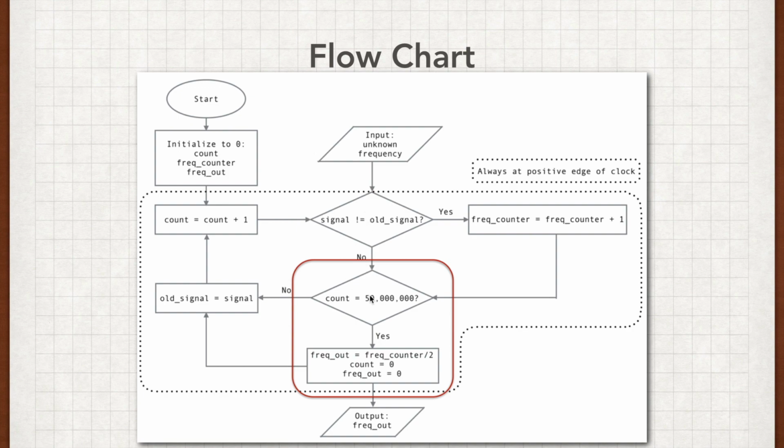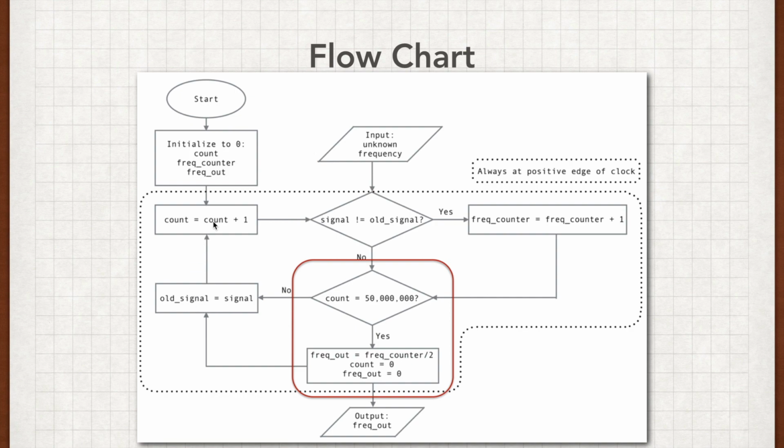So if they're not different, we're going to say, is the count equal to 50 million, right? And so 50 million has to do with the clock frequency, which is 50 megahertz. So if it's not 50 million, we're going to say that the old signal, which is the signal before, is equal to the signal that we just read, right? So the signal that's coming through right now from this box will be the old signal.